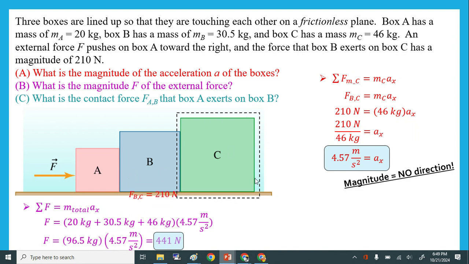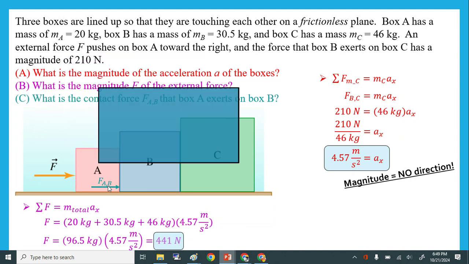So let's go ahead and clean this up a little bit here. Okay. So since it wants us to find the contact force between A and B, I'm just going to draw that arrow there. Since it's specified box A onto B, I'm just going to go ahead and draw this arrow from box A pushing box B. So that particular force, I'm just going to call it F of A onto B. So that's what we're trying to find.